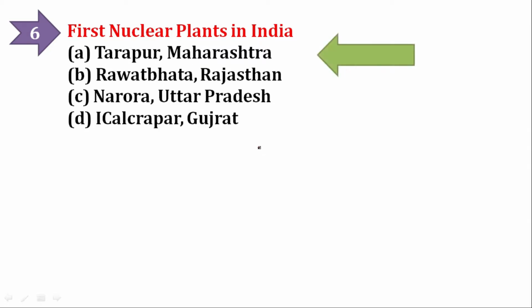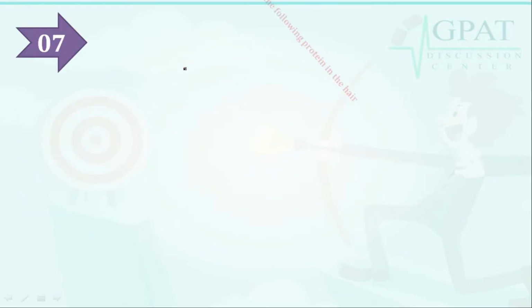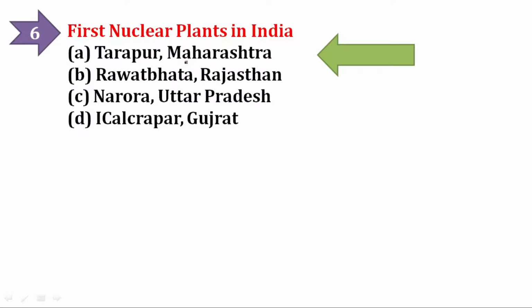Now here we have the question about the first nuclear plant in India. The correct answer is Tarapur, Maharashtra.